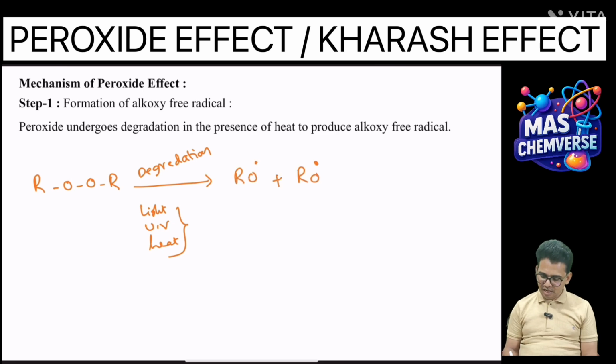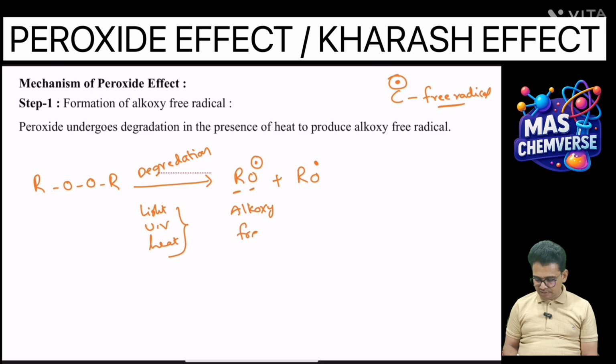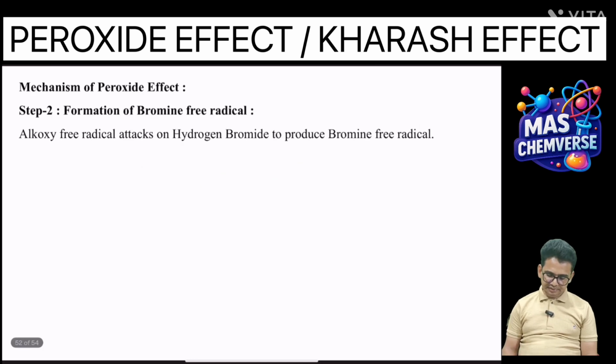Free radical means that on a carbon or any atom, a single odd electron is present. This is alkyl, this is oxy. That's why it is called an alkoxy free radical. Two alkoxy free radicals are produced. That is the first step. Now see the second step.